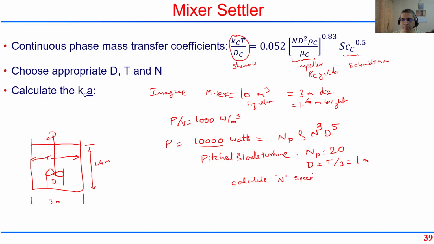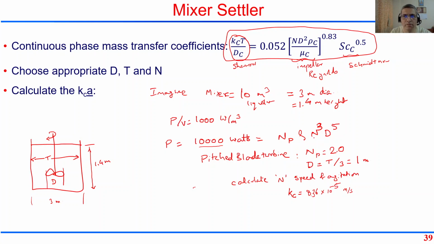Speed of agitation. And once you calculate the speed of agitation, you can put it into this Reynolds number, use these properties and the tank size, and you can calculate the value of Kc. I'll give you a couple of minutes to do this. Let us just calculate so that everybody is aware what we are doing.